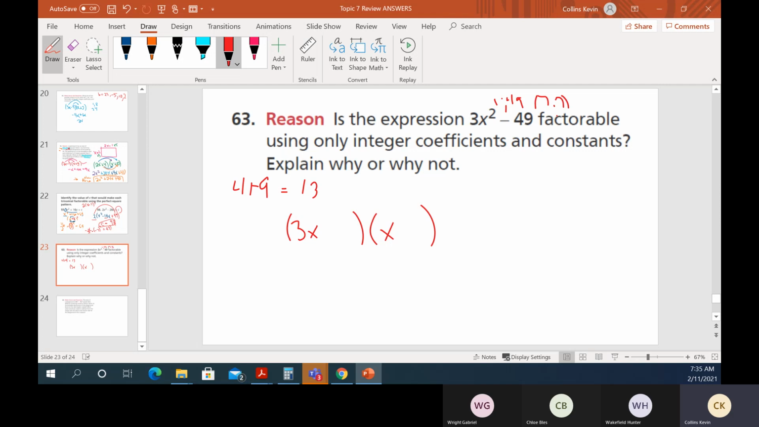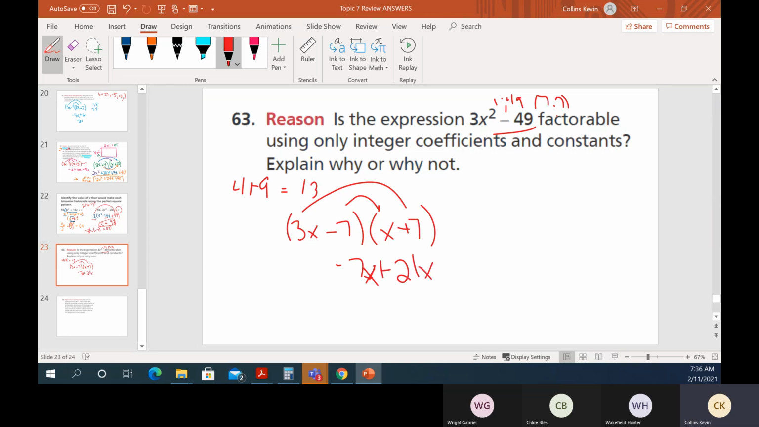They might, but here's the problem. If I do 1 plus and 1 minus, because we need negative 49, right? This is going to give me minus 7x. This is going to give me 21x. That's definitely not 0.